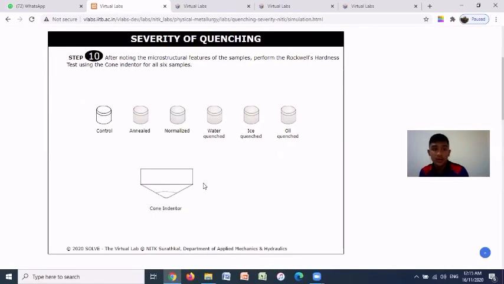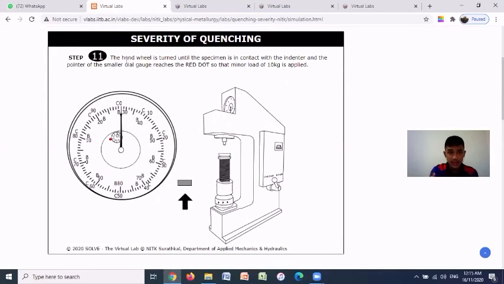Step yang ke-10, after noting the microstructural feature of the sample, perform the Rockwell hardness test using the cone indenter for all 6 samples. Alright. Okay, so we go to the next step. Step yang ke-11 adalah the hand wheel is turned until the specimen is in contact with the indenter and the pointer of the smaller dial gauge reaches the red dot so that minor load of 10 kg is applied. Okay, so kita letakkan dia. Move the hand wheel to adjust specimen height.